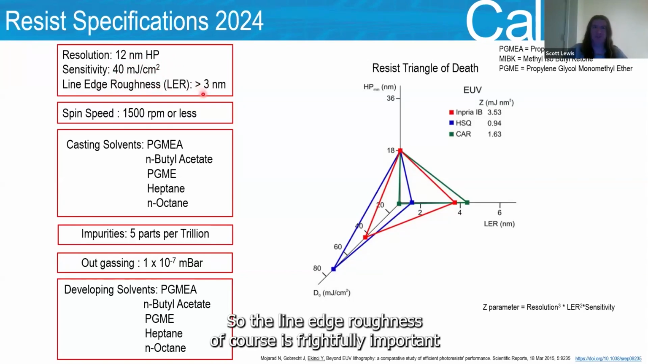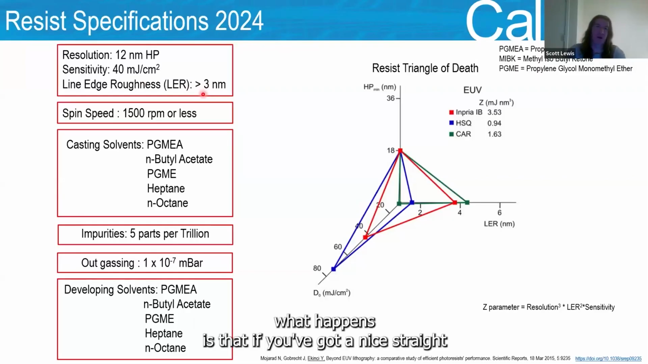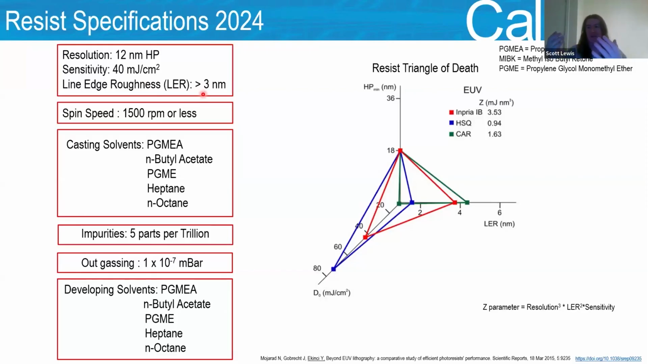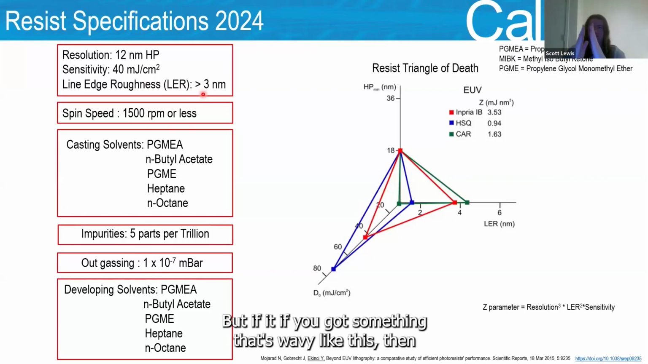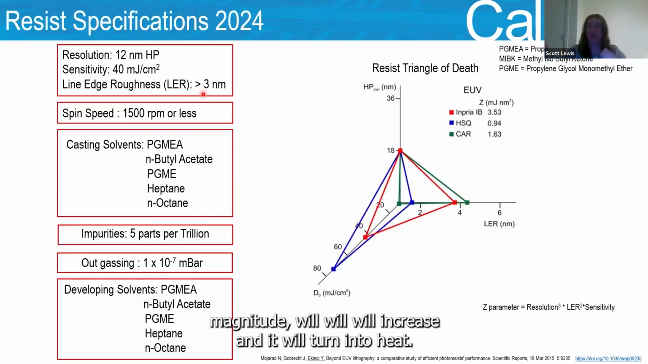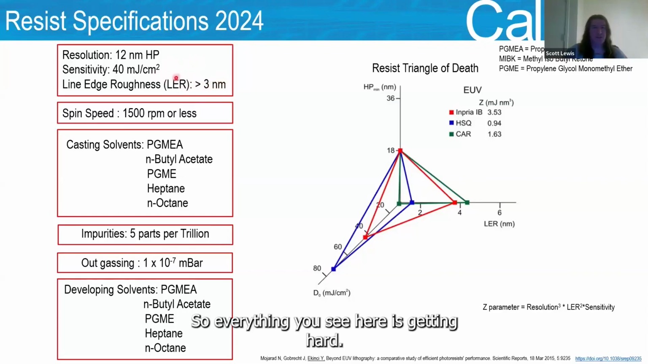So the line edge roughness, of course, is frightfully important, because if you want to make a track or a gate for a transistor, for instance, and you've got a nice straight line and then another one, the electric field between them remains constant. But if you've got something that's wavy like this, then where you've got your pinch point, the current that passes through will increase in magnitude, and it will turn into heat, and then the thing will blow. In fact, the gold just evaporates away. So this is getting hard as well. Everything you see here is getting hard.